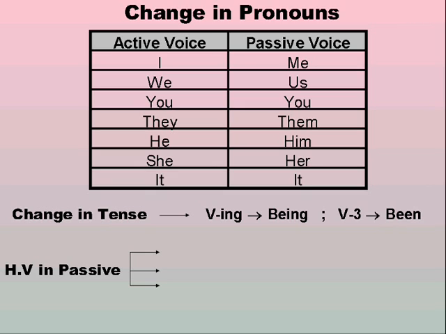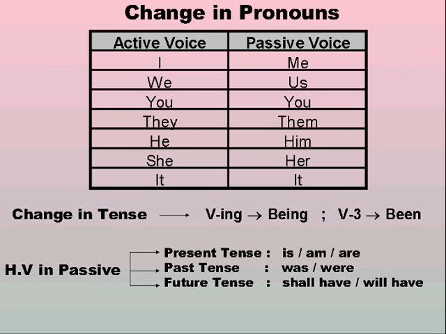And one more important point we have to remember is the helping verbs in the passive voice are as follows. If the sentence is in the present tense, is, am, are are the helping verbs. In the past tense, was and were are the helping verbs, whereas in the future tense, it's shall have or will have. I think now the things are clear, and we'll elaborate this with an example to check your understanding.